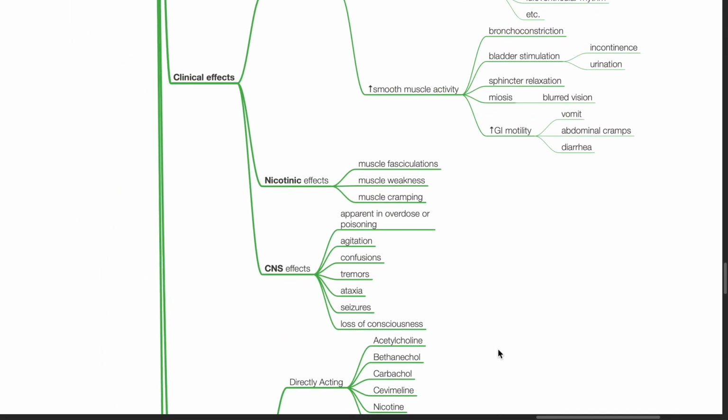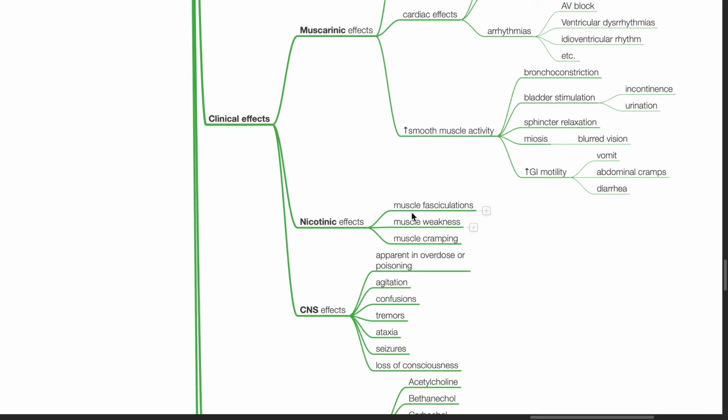Nicotinic effects include muscle fasciculation, muscle weakness, and muscle cramping. CNS effects include agitation, confusion, tremors, ataxia, seizures, and loss of consciousness.